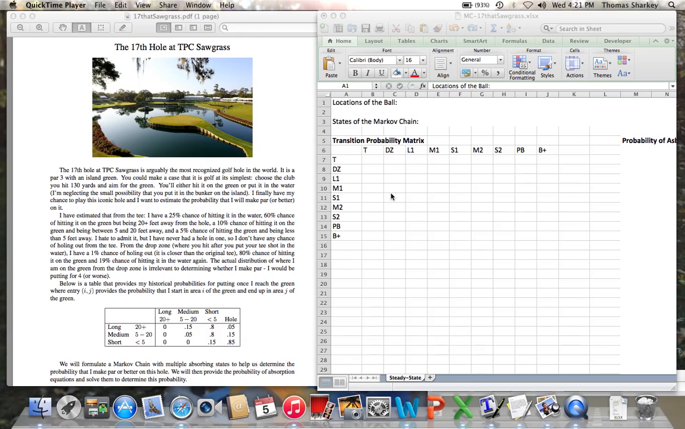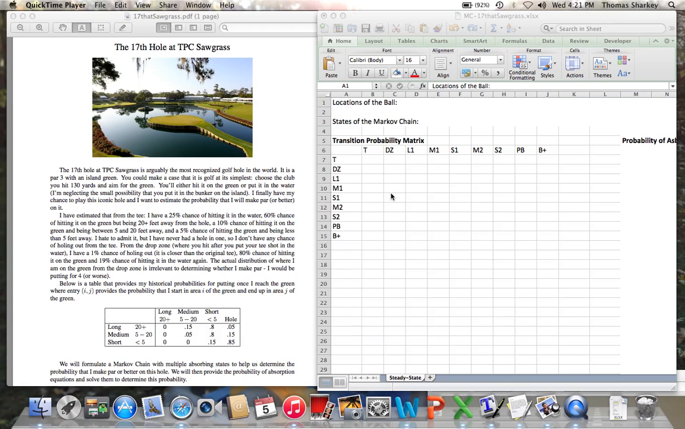as a Markov chain. If you're not familiar with golf at all, basically 17th hole at TPC Sawgrass is a par 3 with an island green, which basically means you step up to the tee, you know the green is 130 yards away, you know what club you hit 130 yards, and you take your swing and you either end up on the green or you put it in the water.